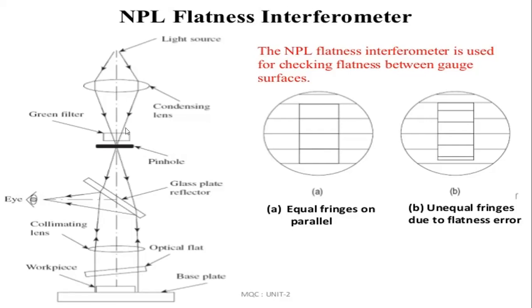So first the light source is traveling to the top direction from the condensing lens.